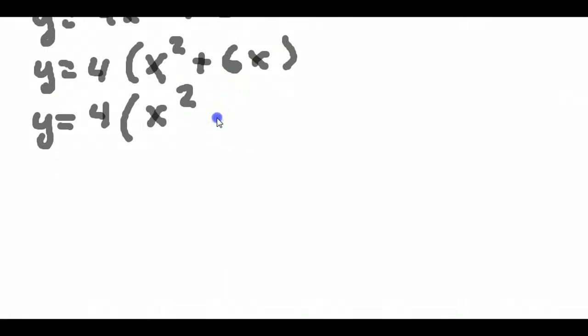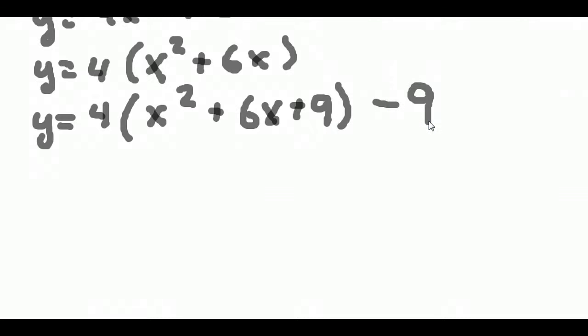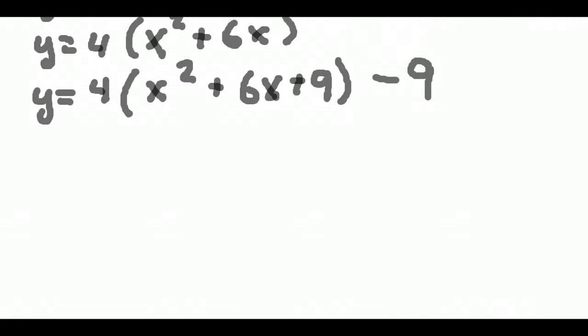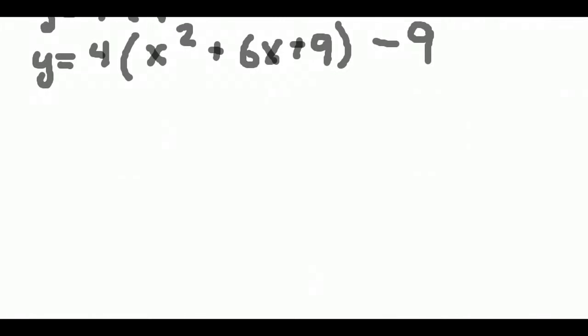9. Yeah, exactly. So we have y equals 4 open x squared plus 6x plus 9 closed squared minus 9. Because you remember we added 9, so we have to subtract 9. Again, it's like creative accounting. Okay, so with y equals 4 open, x squared plus 6x plus 9 closed.